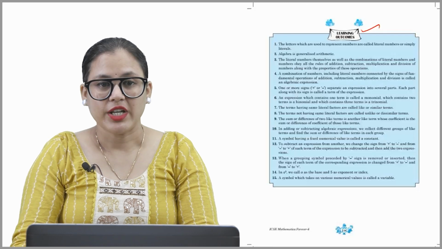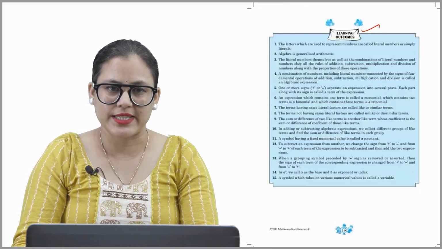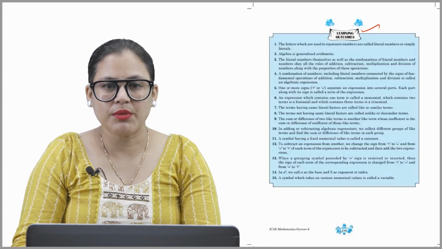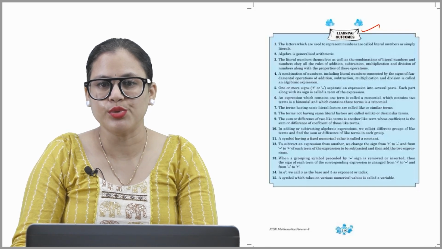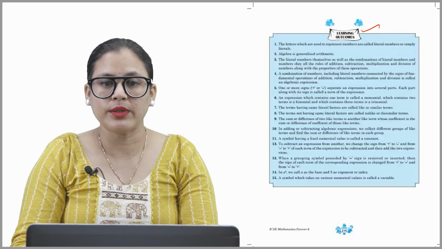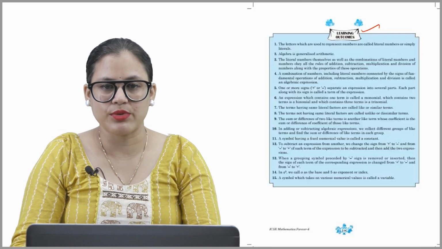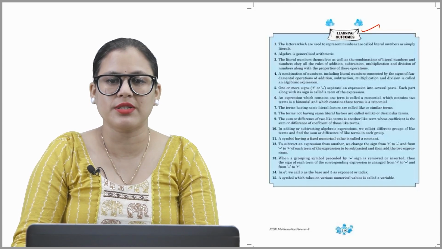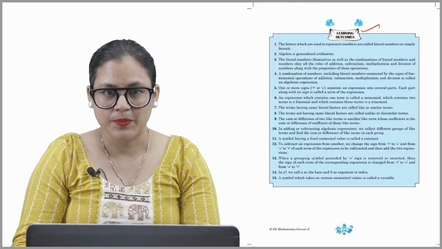Learning outcomes. 1, the letters which are used to represent numbers are called literal numbers or simply literals. Number 2, algebra is generalized arithmetic. 3, the literal numbers themselves as well as the combination of literal numbers and numbers obey all the rules of addition, subtraction, multiplication and division of numbers along with the properties of these operations. 4, a combination of numbers including literal numbers connected by the signs of fundamental operations of addition, subtraction, multiplication and division is called an algebraic expression.